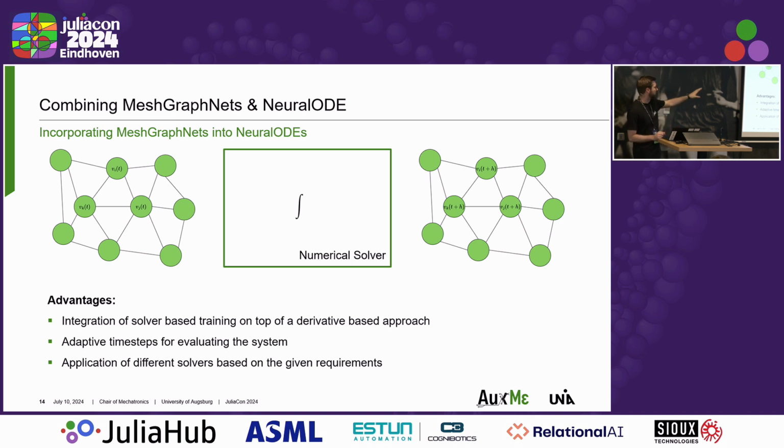So now we can use the numerical solver to get the next state of our system, and that means we can, for example, use solver-based training, so we not only have to use a derivative-based learning approach, but we can also incorporate a solver into our learning process, and we can also use different solvers. For example, if you want to use adaptive time stepping, that's possible, or based on your requirements, maybe you want to use an implicit solver if you have a stiff system. That's all possible in this design.